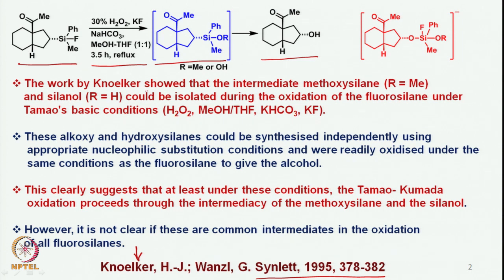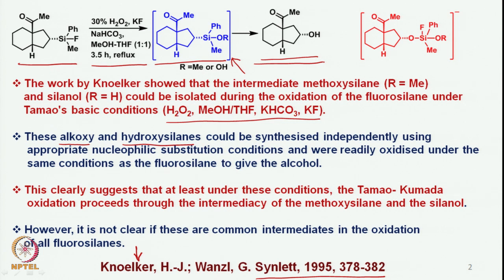So the work by Knölker showed that the intermediate methoxysilane when R is methyl, or silanol when R is hydrogen, could be isolated during the oxidation of the fluorosilane under Tamao's basic condition. So this is the condition under which they isolated. Now it is very clear that when they prepared the alkoxy and the hydroxy silanes separately, not under these conditions, and then subjected these molecules to the same conditions of Tamao, they did indeed get the hydroxy compound.